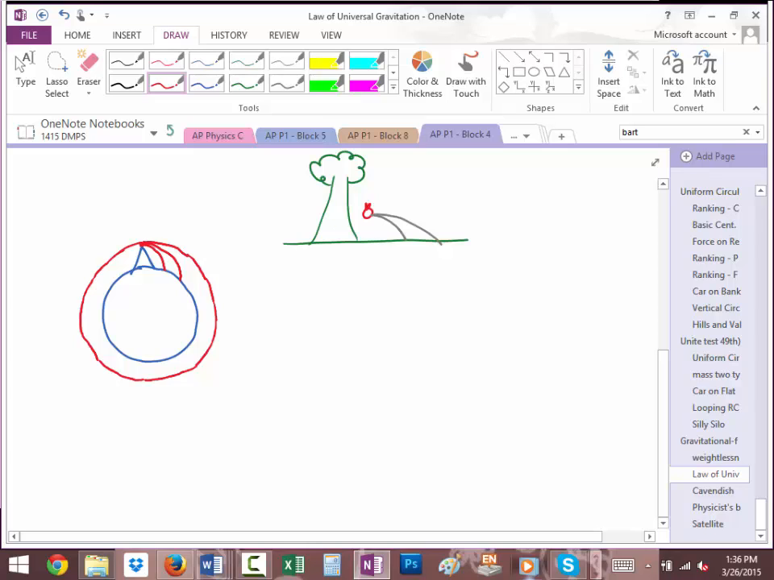Okay? Now we're assuming a bunch of stuff. We're assuming there's no air resistance. We're assuming that there are no other mountains or buildings or trees or anything. But the idea is there.